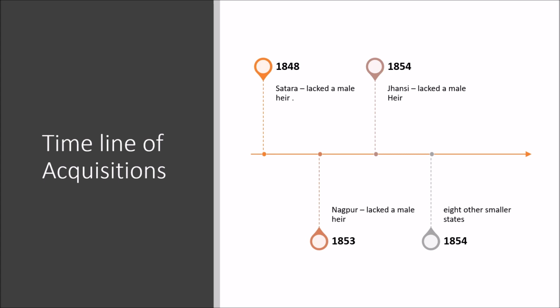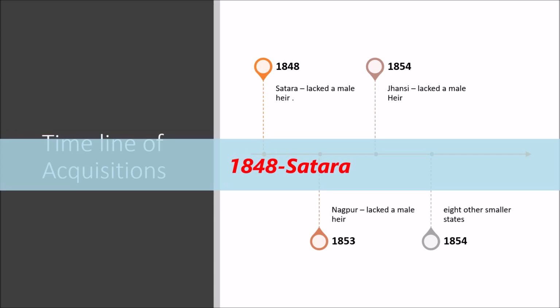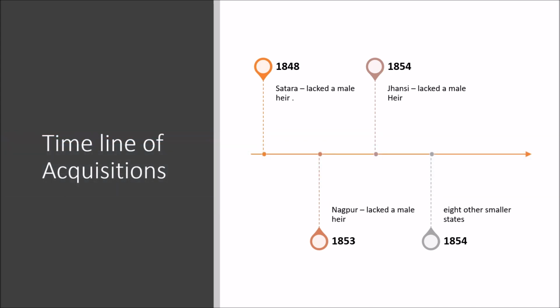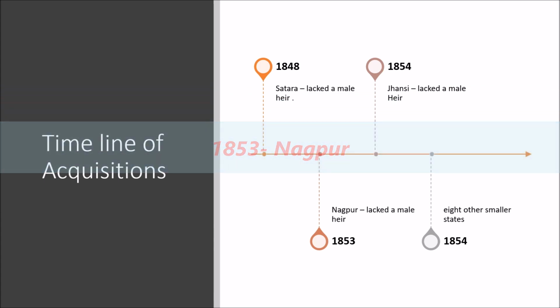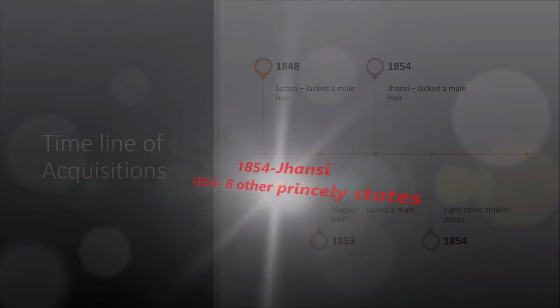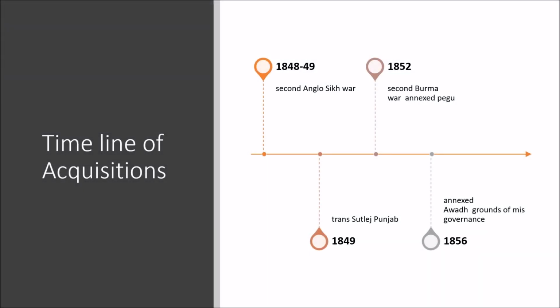Let us have a look at the timeline of acquisitions during Lord Dalhousie's tenure. In 1848, he annexed Satara. Then in 1853, he annexed Nagpur. Then in 1854, he annexed Jhansi. All three of them were annexed because they lacked a male heir. And in 1854, he annexed 8 other smaller states that lacked a male heir. In 1848-49, the Second Anglo-Sikh War happened. Then in 1849, he annexed Trans-Sutlej Punjab. Then in 1852, the Second Burma War happened and he annexed Pegu. And in 1856, he annexed Awadh on the grounds of misgovernance.